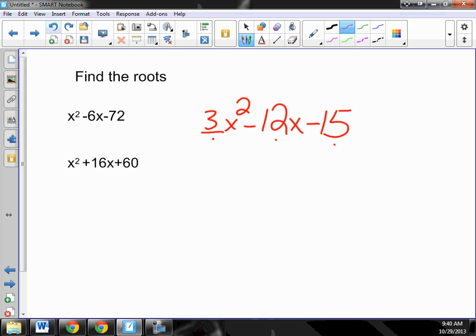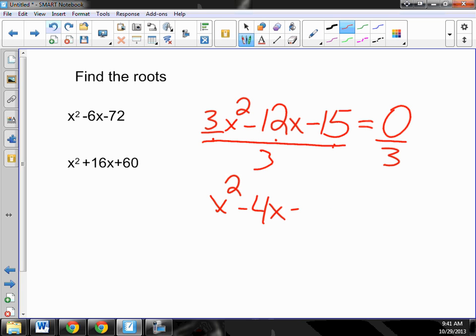Now, when we solve this, we want to know, where does this graph equal 0? When is the y value equal to 0? Well, do you see any common factors between the three coefficients? A 3. Now, if I were to divide everything by 3, would the equation still be true? Yes. So I would get x squared minus 4x minus 5 equals 0. Have I changed the graph? Is this graph different from that graph? Yes.